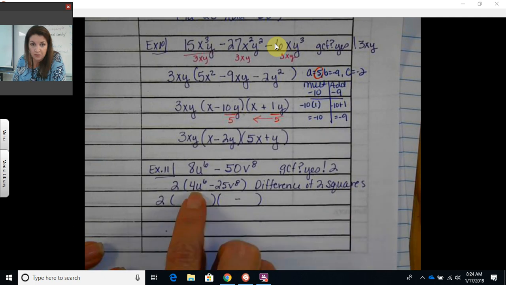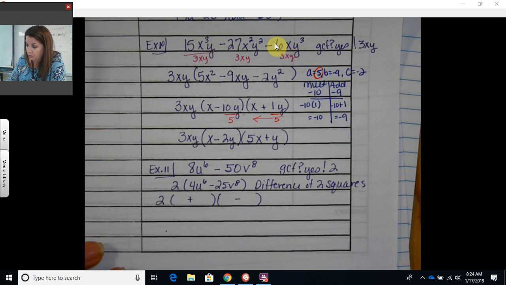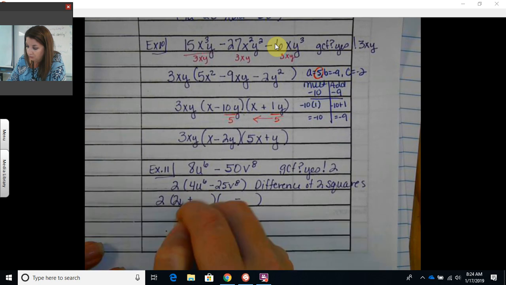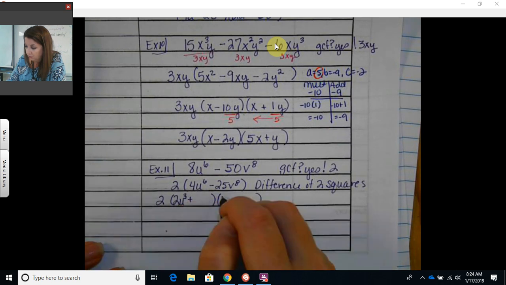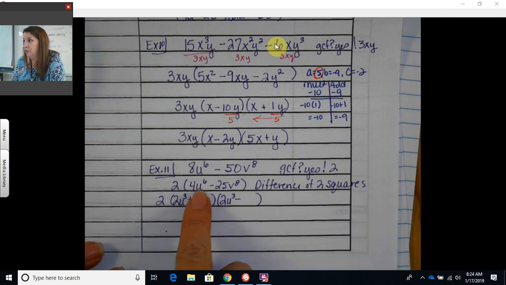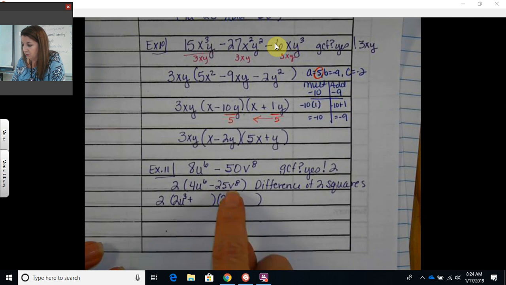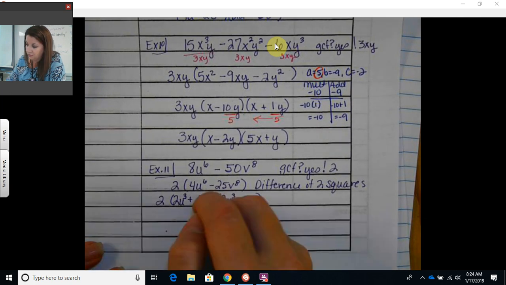So what would that be? 2u cubed. Remember, 6 is a perfect square and a perfect cube. If I said cube root of u to the 6, what's that? U squared. But square root is u cubed. And what's the square root of 25v to the 8th? 5v to the 4th.